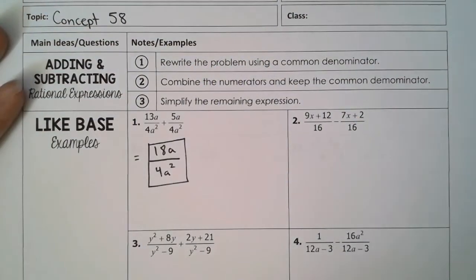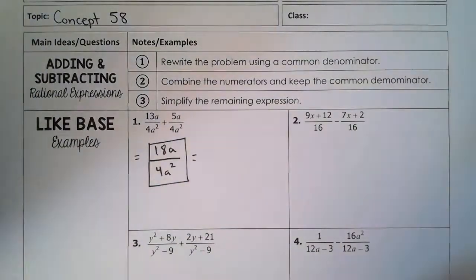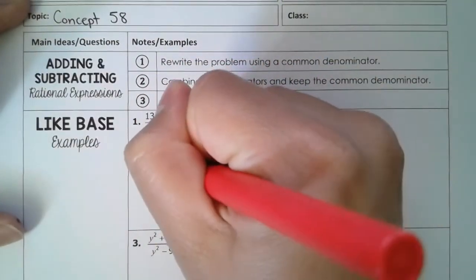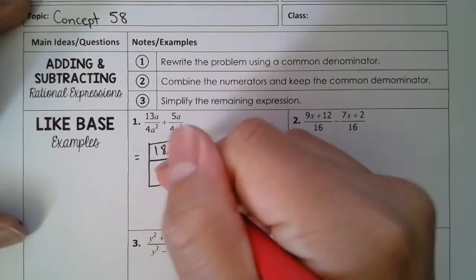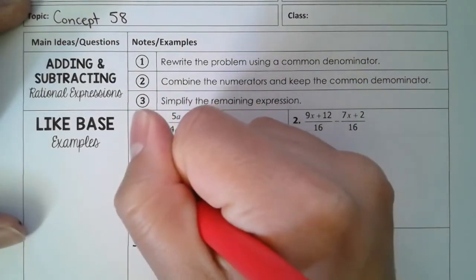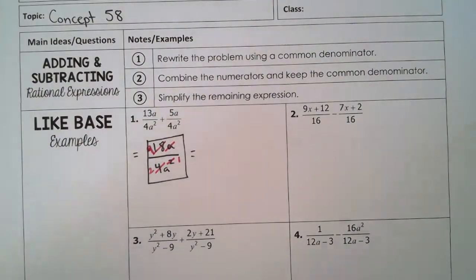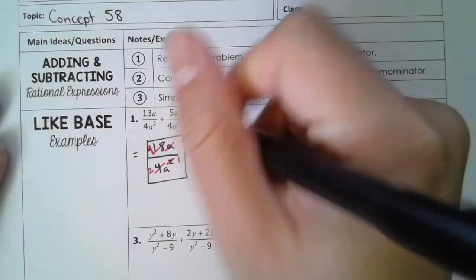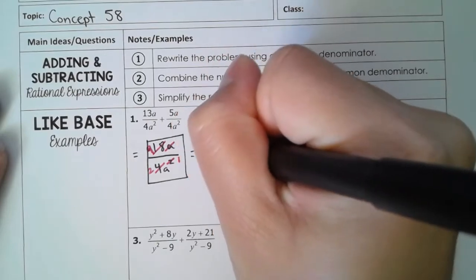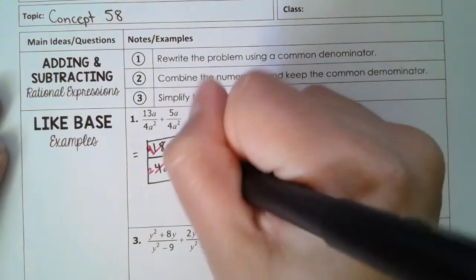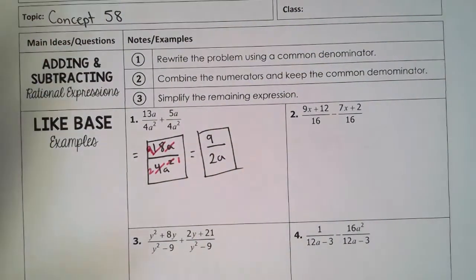Actually, we're not done. Forgot step 3, simplify. I can simplify top and bottom. The a's cancel out, I get 1. And then 18 over 4, I can divide the top and bottom by 2, so I get 2 and 9. So this is 9 over 2a. That's it. That's my answer.